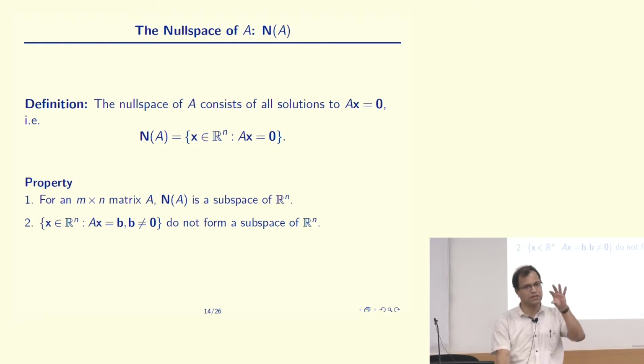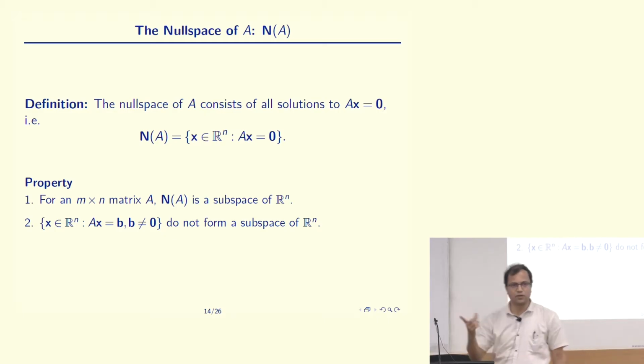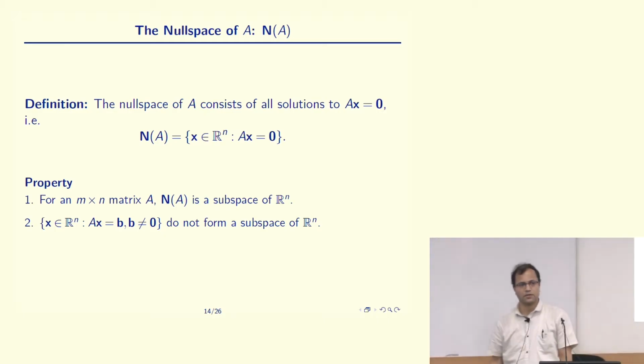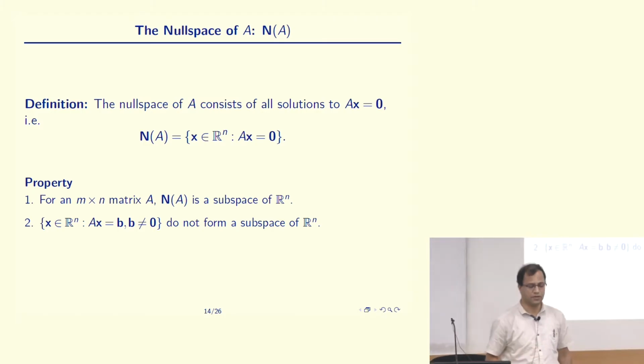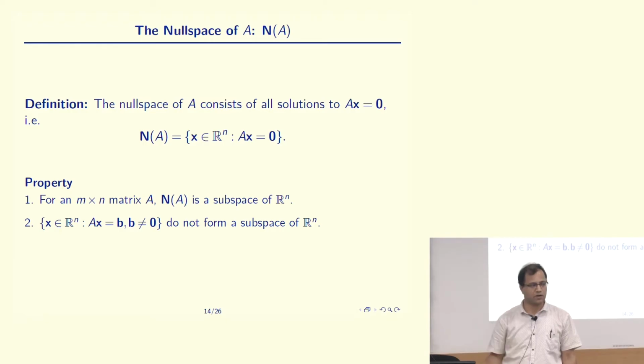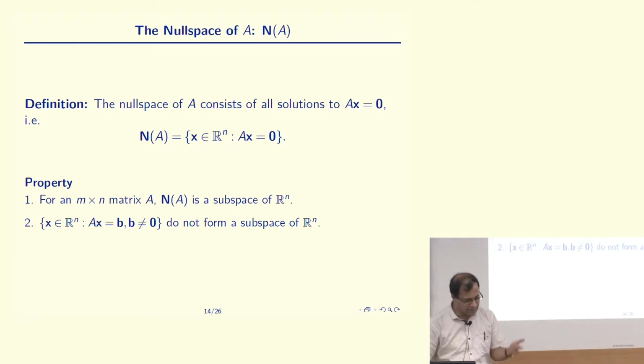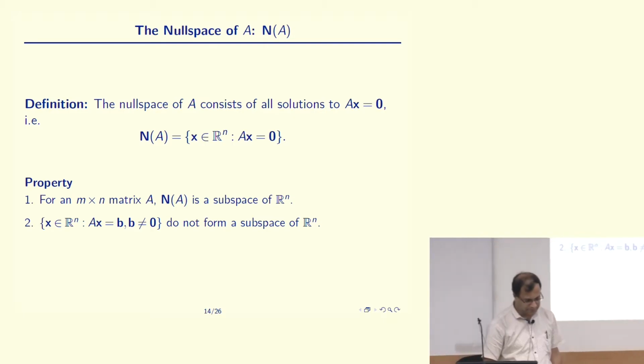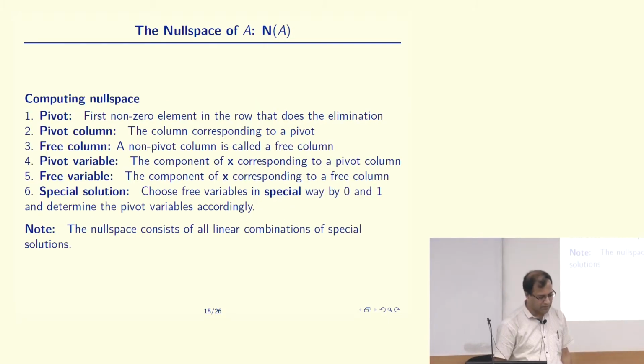But if you consider Ax = b, the non-homogeneous system for b not equal to 0, that will not be a subspace because it will not contain the 0 vector. For the non-homogeneous system when b is not equal to 0, the 0 vector will not be a solution of that system. So the solution set of the non-homogeneous system will never be a subspace, because it will not contain the 0. This is a very important property we need to understand.